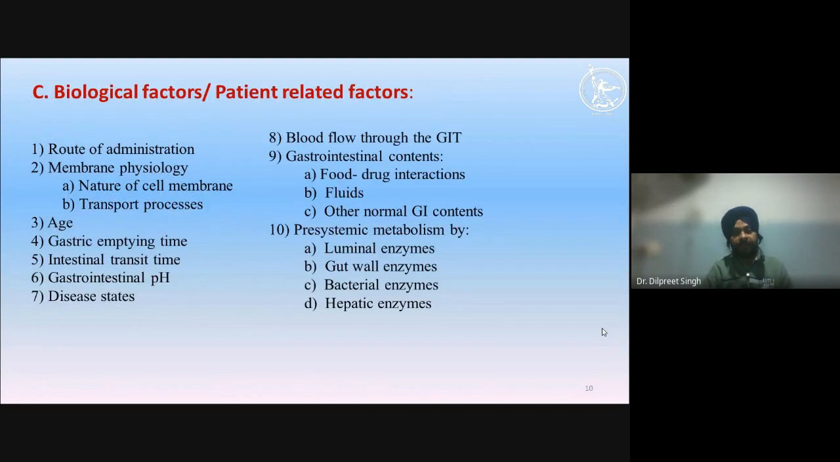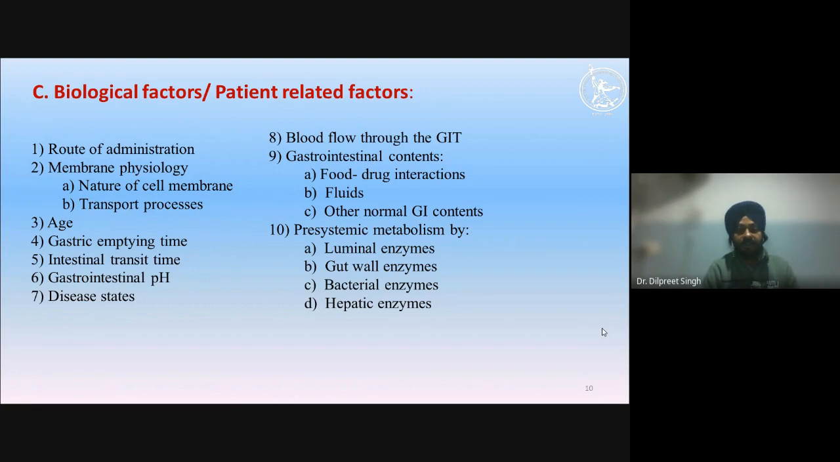Biological factors include the route of administration, membrane physiology (what is the nature of the cell membrane), the transport processes, the age of the patient, the gastric emptying and intestinal transit time, and the disease state of the patient. If we want to talk about gastric emptying, we need to study the fed and the fasted state.